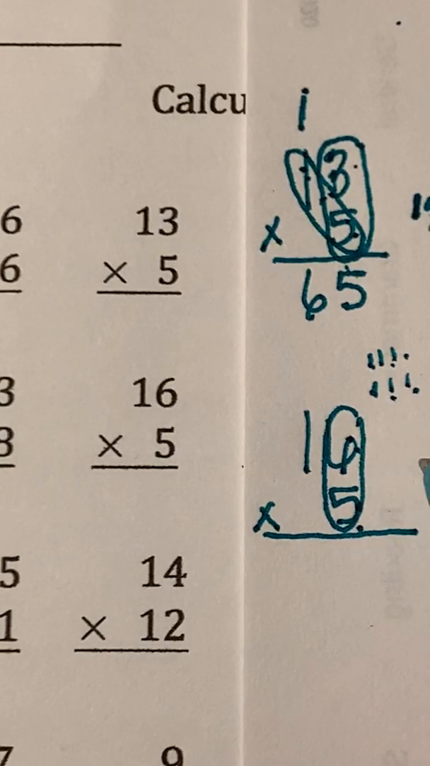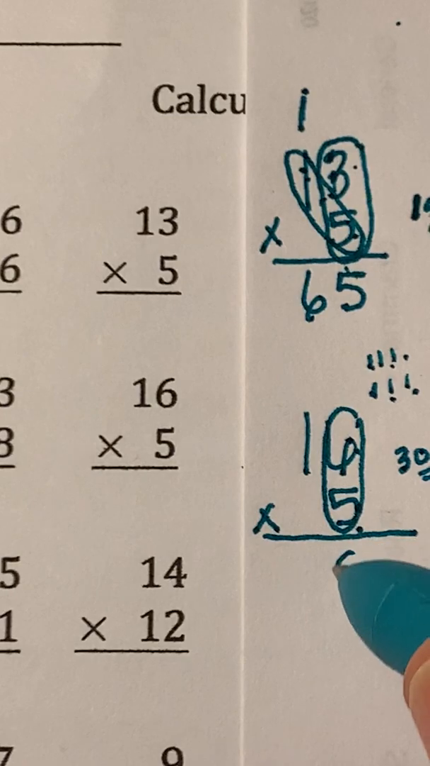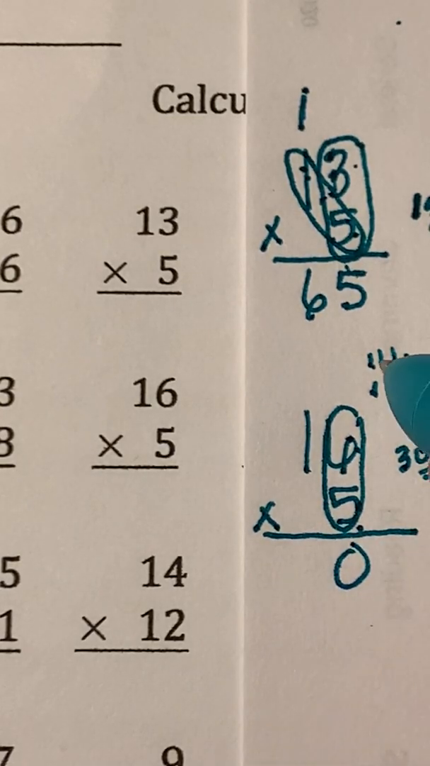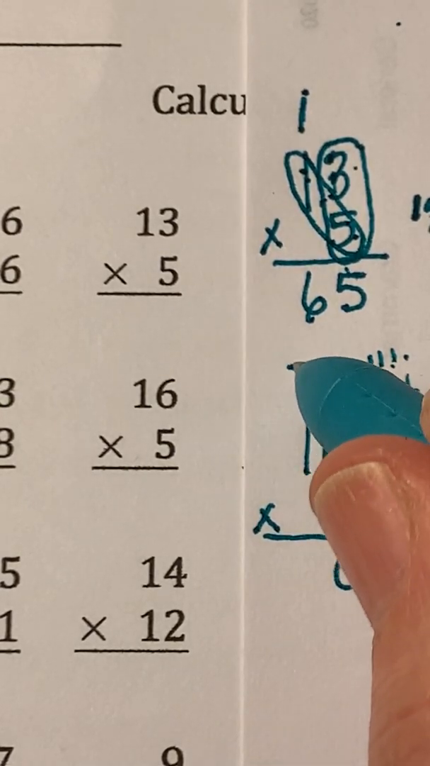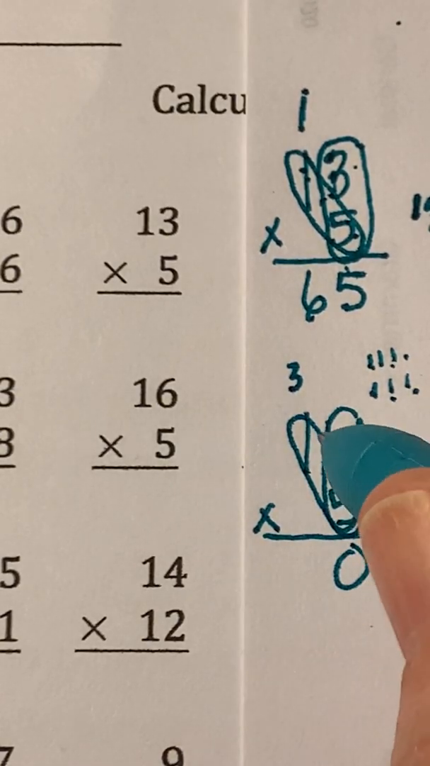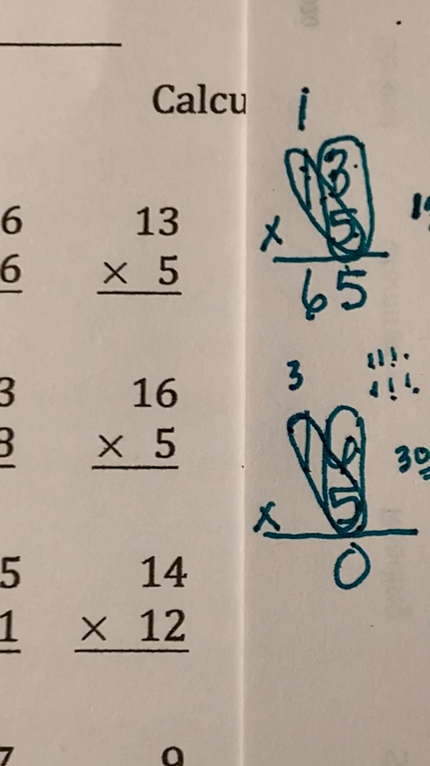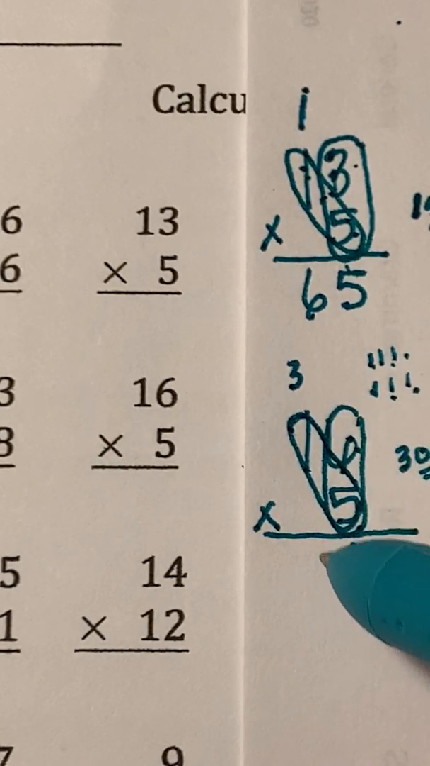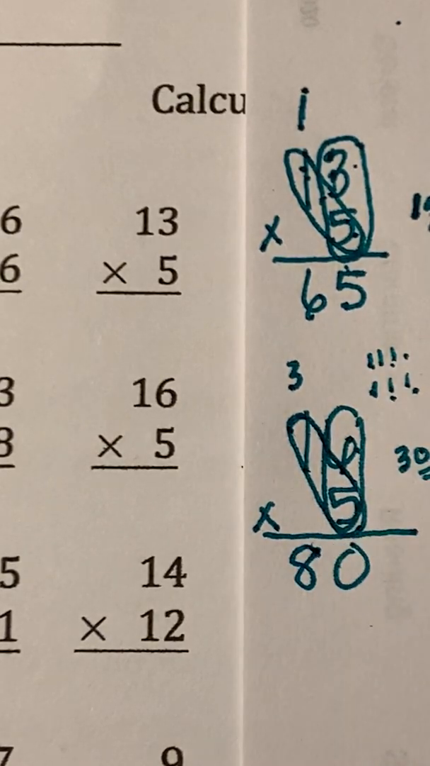So in 30, what goes in the ones? The 0. Carry the 3 over here to the tens. I multiply this way. 5 times 1 is 5. And then remember, plus the one you carried. So 5 times 1 is 5, plus 3 is 8.